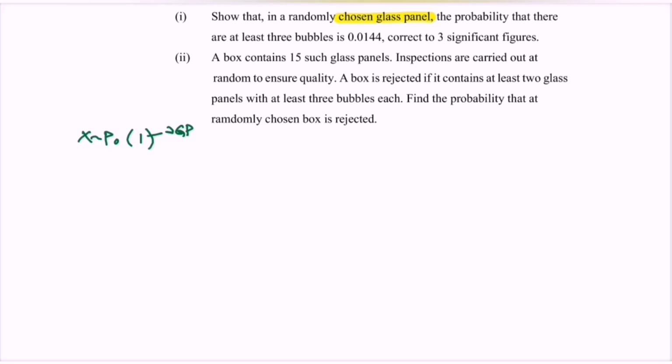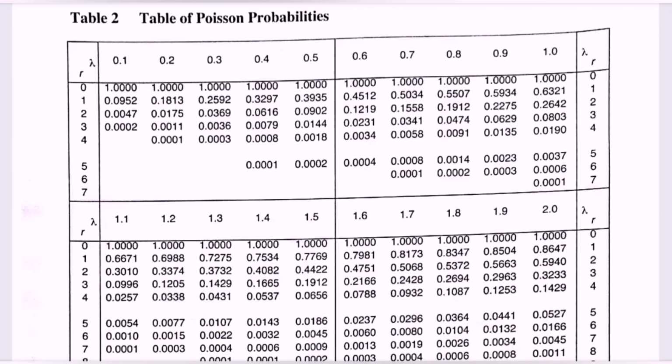In the title above, given two glass panels, we rewrite the title where we have 0.5 for one glass panel, which means divide by 2. Next, we must have the question: the probability that X is greater than or equal to 3, because they mention at least 3 bubbles. Kindly refer to the tables of Poisson probability, the table where we have 0.5.